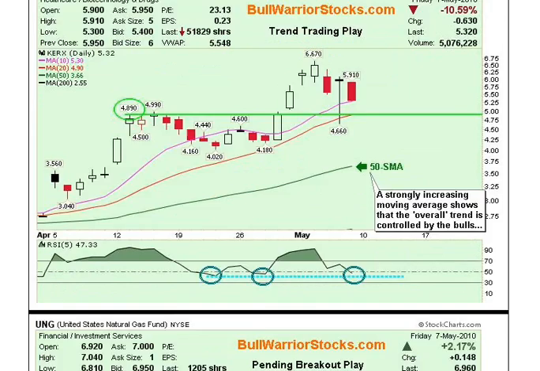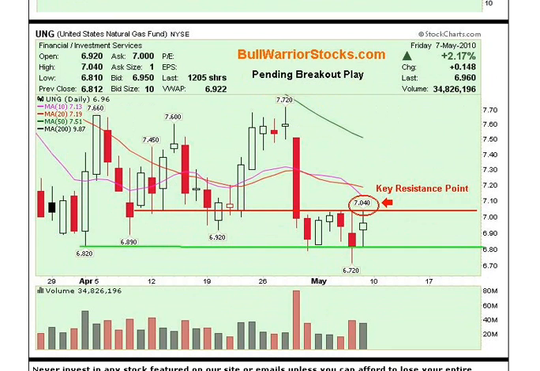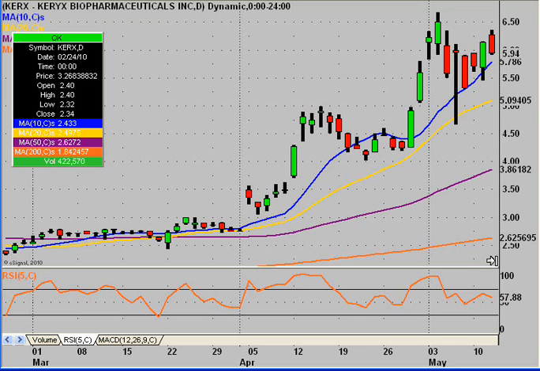And then our last one on the week was UNG. This was our pending breakout play. What we were looking for was a break of above $7.04. We got a few questions on this one this week on how you could have actually played it, because there was a gap up and it never really started down here and then broke through it. It gapped above the resistance. So that's what we'll go over with this one.